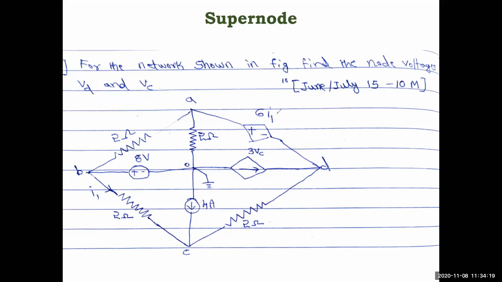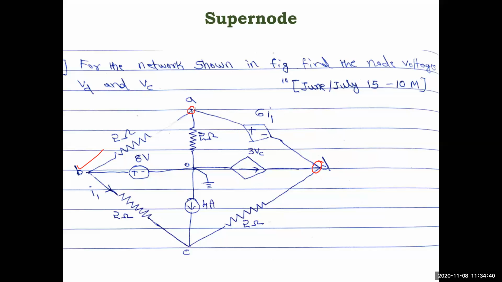Look, the first equation, if I write, okay, I will write the super node equation first. This is already done: VB equal to 8 volt. Okay, VB part is over. Only VA, VC, VD we have to calculate. For that we will write the super node equation.